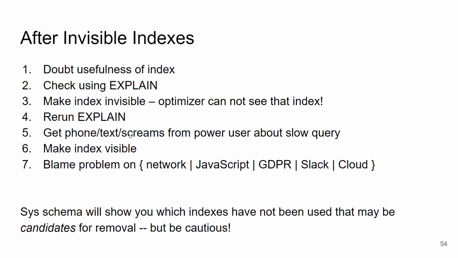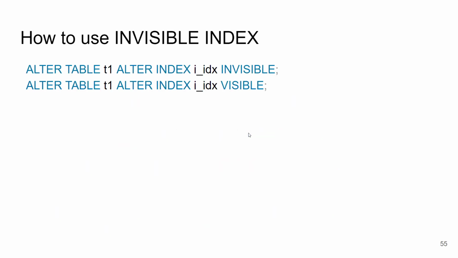By the way, the sys schema will show you which indexes have not been used and are candidates for removal. Don't just blow it away because the sys schema says this hasn't been used. It might be a rarely used index that maybe runs at end of month or in a quarter. Be careful of blowing it away. You might just want to make it invisible.